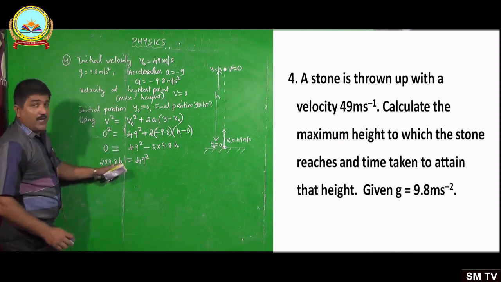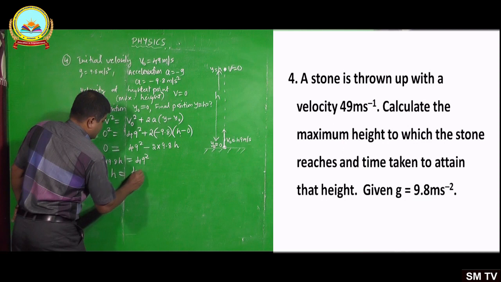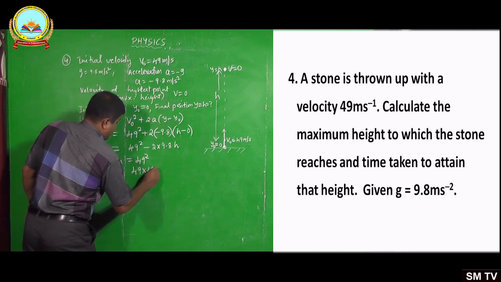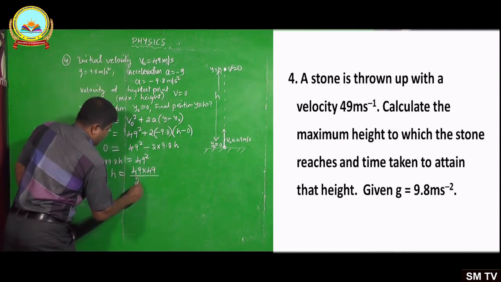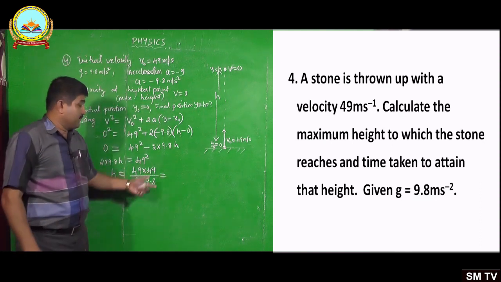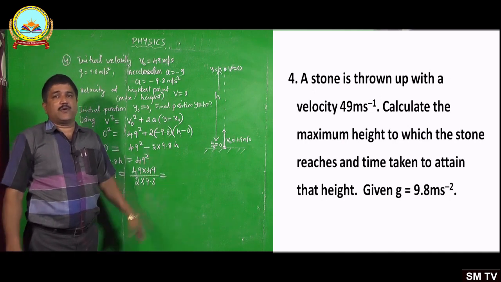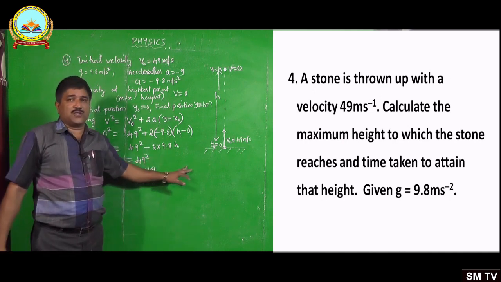Now I have to find out the value of h. So h equal to 49 square, I write 49 into 49, divided by 2 into 9.8. You can use the calculator to get 49 square. 49 into 49 you can do, or 49 into equal also gives you the square of 49. So you get 2401.